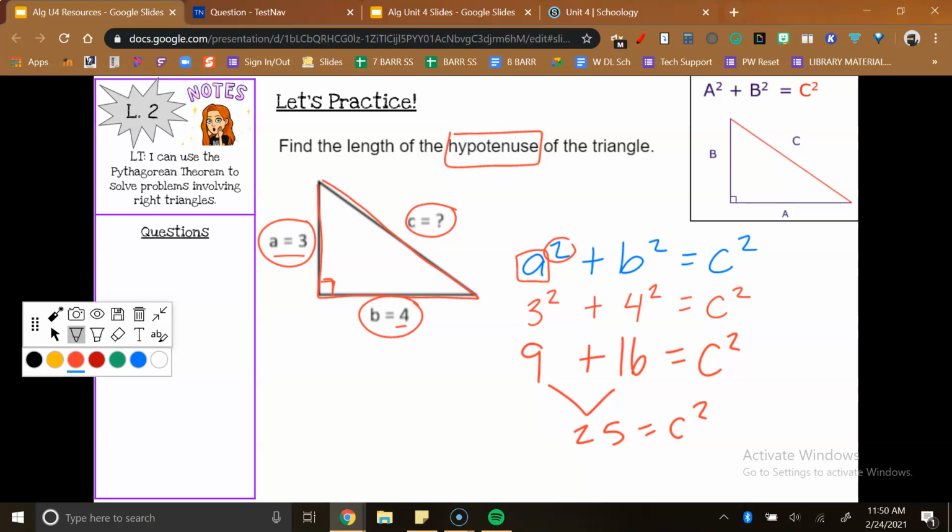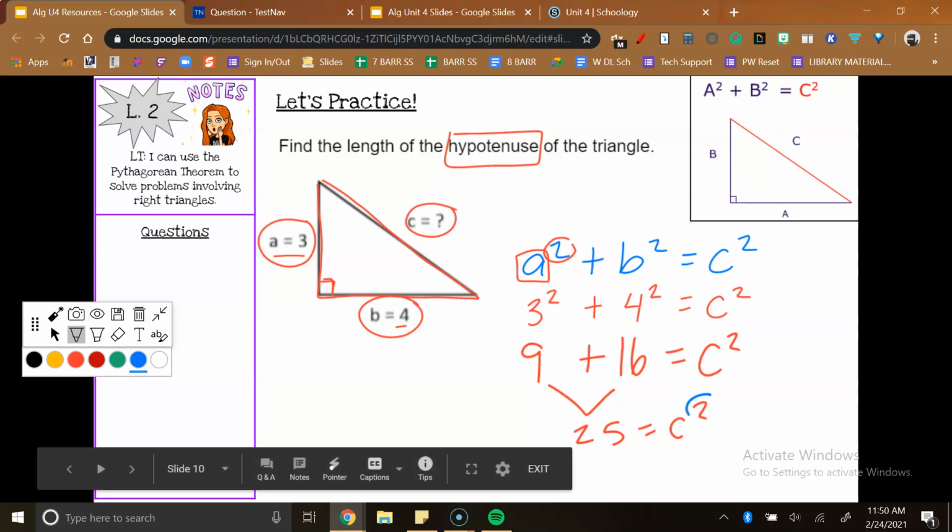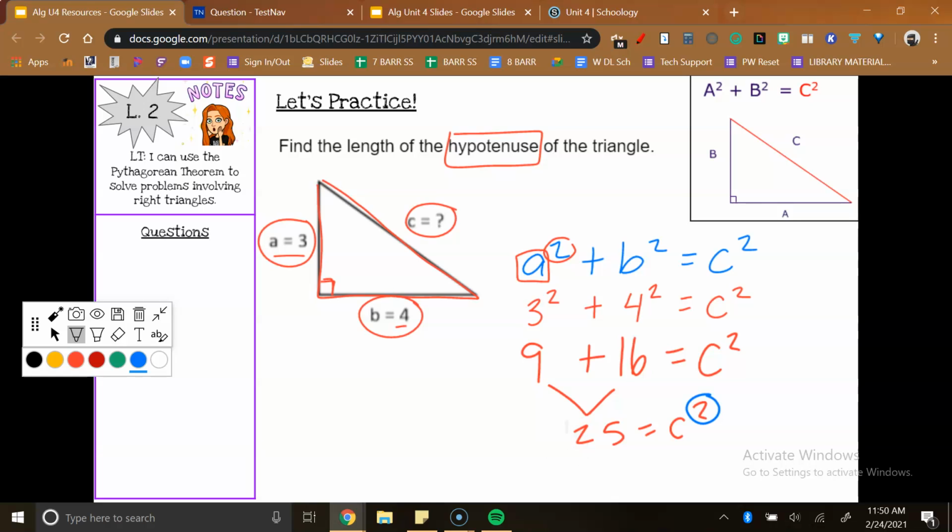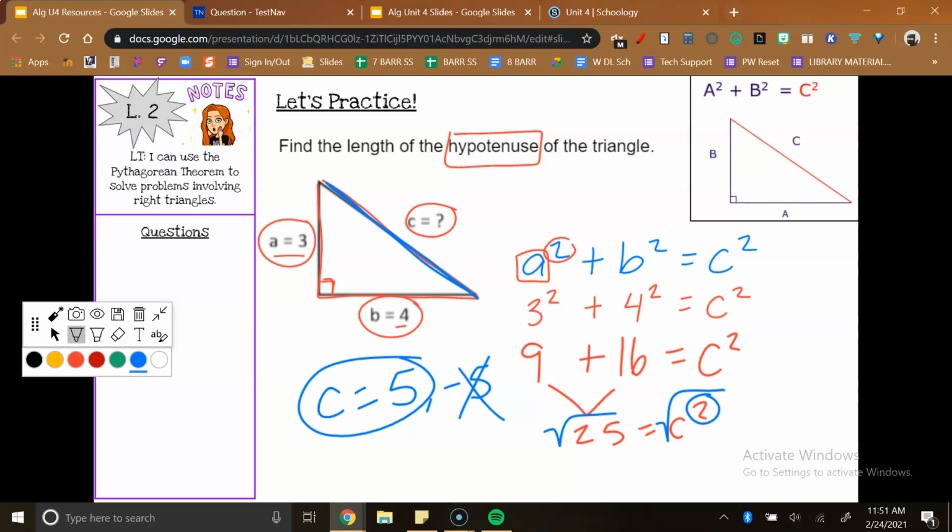Now remember, all the way back in lesson 1 that we did on Monday, we want to get rid of the little baby 2. We don't want that there anymore. We have to do the opposite of square, which is taking the square root of both sides, so we know exactly what c is. So c is the square root of 25. What's the square root of 25? If you don't remember that off the top of your head, you can use your calculator, but it is 5 and -5. Because this is in the context of triangles, the length of a side of a triangle, we're not going to include the negative. We're just going to include the positive.